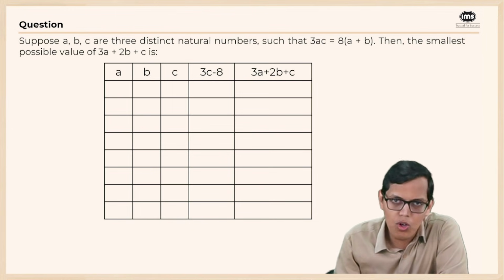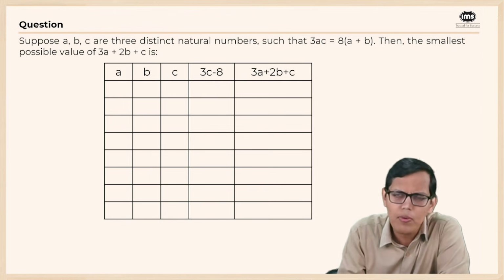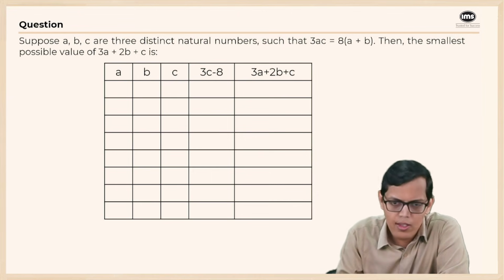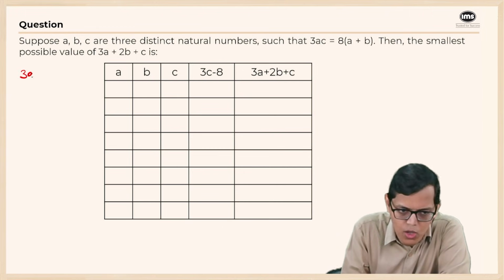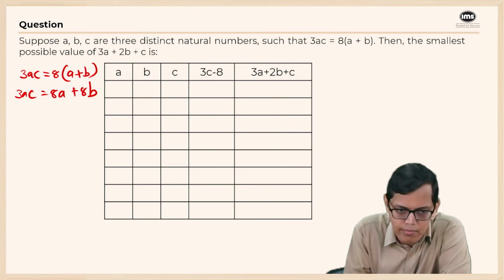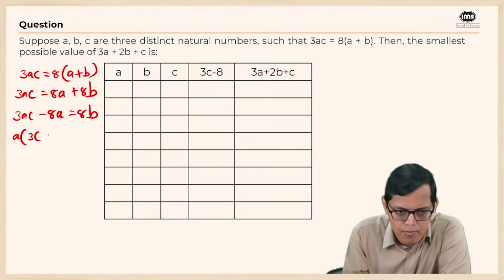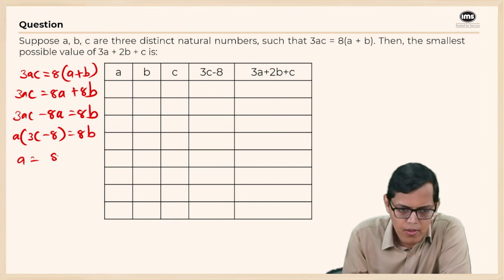There are multiple ways of going forward. I'll choose one way in which I'll try to keep A as a separate entity on the left hand side. Everything else would be on the right hand side. To be able to do that, I'll start with the only relationship that we have. 3AC is equal to 8 times (A plus B). That is 3AC is equal to 8A plus 8B. I'll bring 8A on the left hand side. I'll take A common. With that, we get A is equal to 8B divided by (3C minus 8).